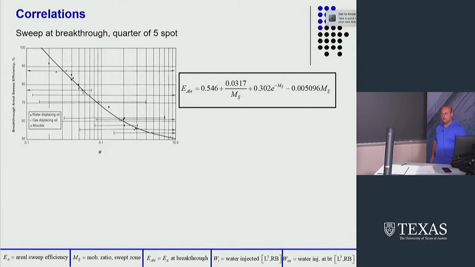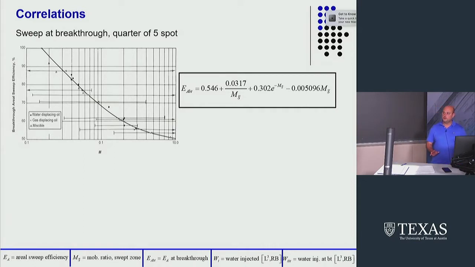You can fit an equation to that, okay? And so you can use this equation and get a number, or you can use the plot directly. You've got to be careful because if you're at a mobility ratio lower than here, you can never get a breakthrough areal sweep efficiency greater than 100%. And if you use an M that's too small, then maybe you get that. So you just need to be careful with that. But this is the equation. You can just plug and chug and get the areal sweep efficiency at breakthrough.